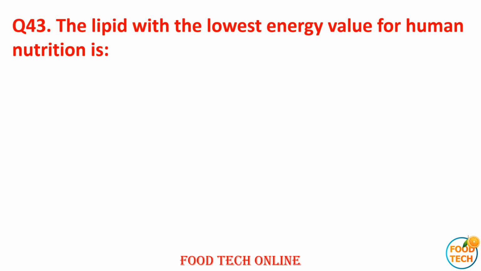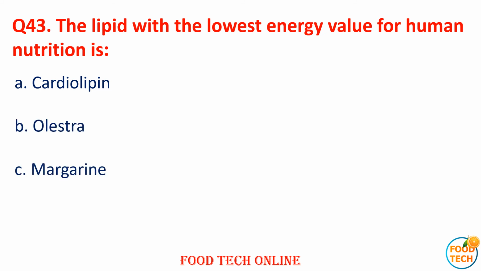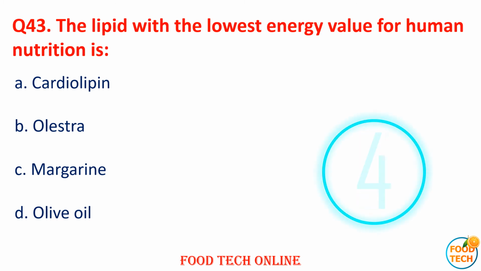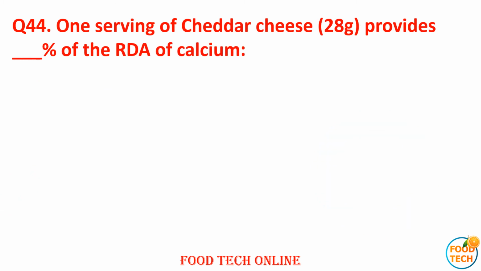Question 43. The lipid with lowest energy value for human nutrition is A. Cardiolipid, B. Olestra, C. Margarine, D. Olive oil. Answer D. Olive oil.